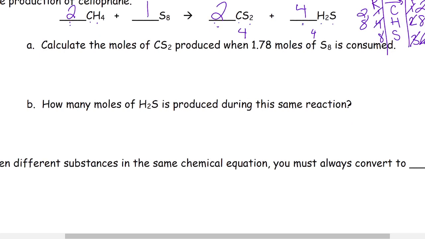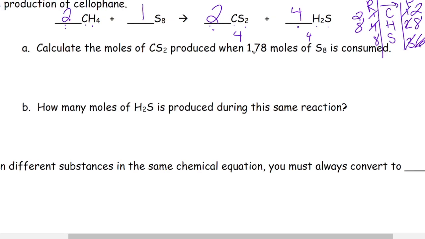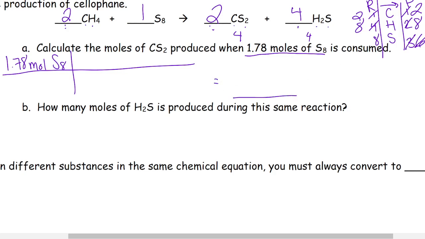All right, letter A says calculate the moles of CS2 produced when 1.78 moles of S8 is consumed. I have 1.78 moles is my given information, so I'm going to take 1.78 moles of S8. Even if you don't know where you're going from here, you should be able to identify what is the question asking us for. What final unit will I end in? Perfect. So moles of CS2.